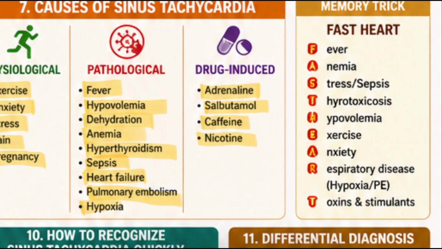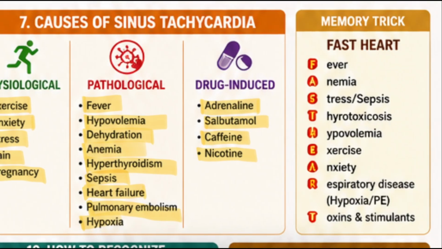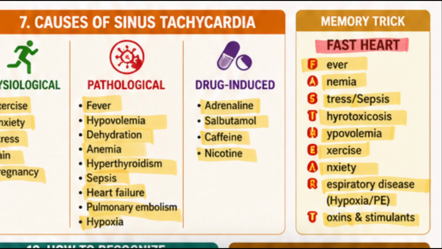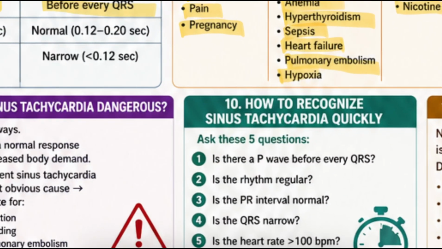Okay, so an easy trick to remember the causes of sinus tachycardia is the mnemonic FAST HEART, because these are the things that will cause tachycardia. So that's why we call it FAST HEART. F means fever, A means anemia, S means stress or sepsis, T means thyrotoxicosis because of hyperthyroidism, H means hypovolemia, E exercise, A anxiety, R respiratory diseases like hypoxia, pulmonary embolism, T toxins, and stimulants.